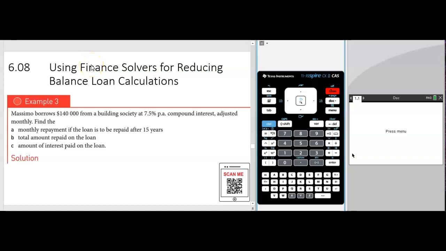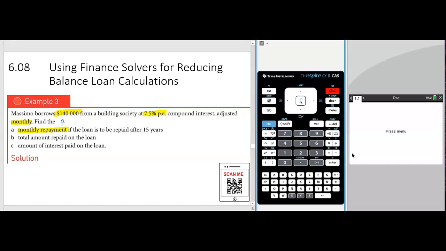Now let's look at example 3. Massimo borrowed 140,000 from the building society at 7.5%. So this is a loan, 140,000, interest 7.5%, compound interest adjusted monthly. That means it's a monthly interest. 7.5% is per annum.